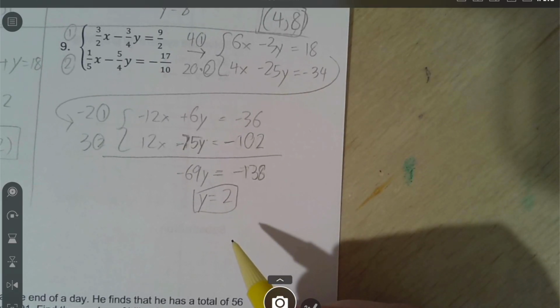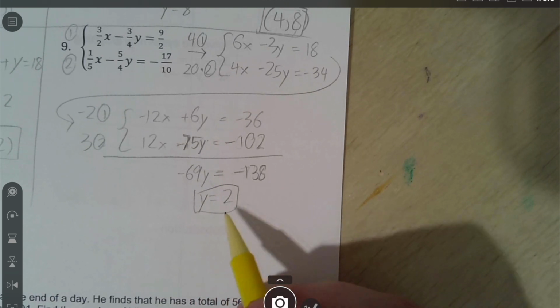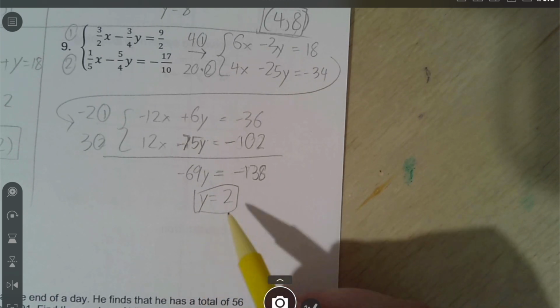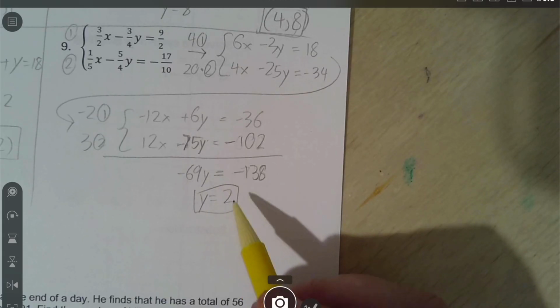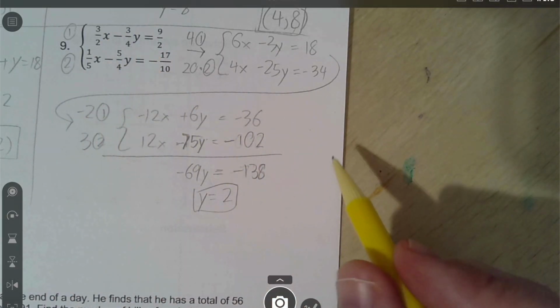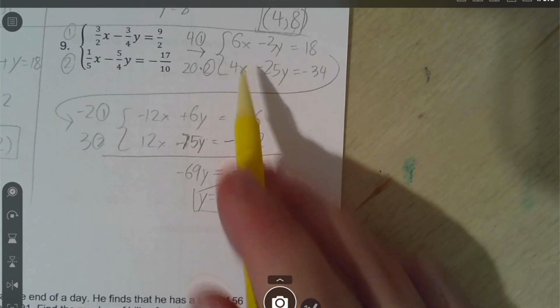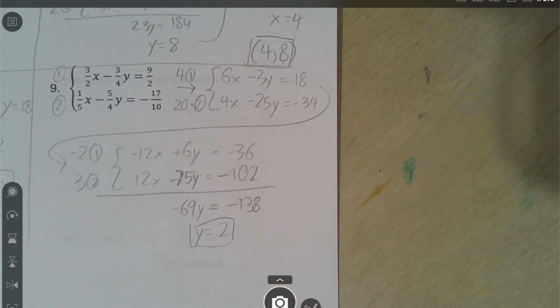Let's continue. So from there, we have y equals 2 by itself. Now the thing is, we need to plug this y equals 2 into something to figure out what x is. And I'm just going to tell you, it would be awful to plug 2 into either of these because we'd be back to dealing with all these fractions. But you could plug this y equals 2 into any of these two equations because they're still equivalent.